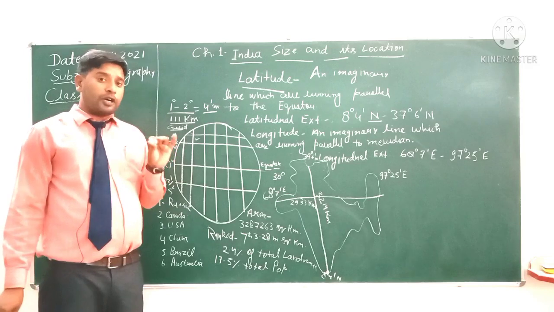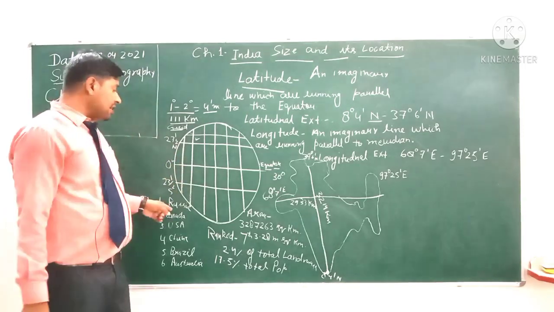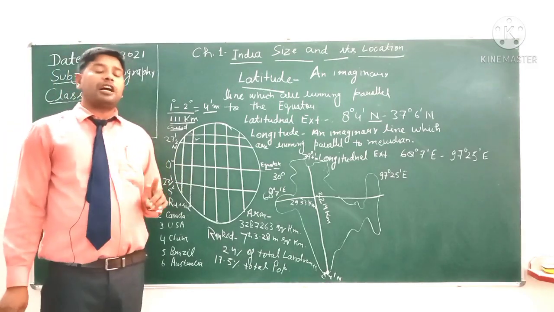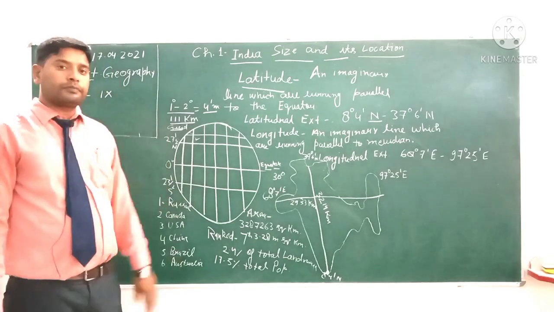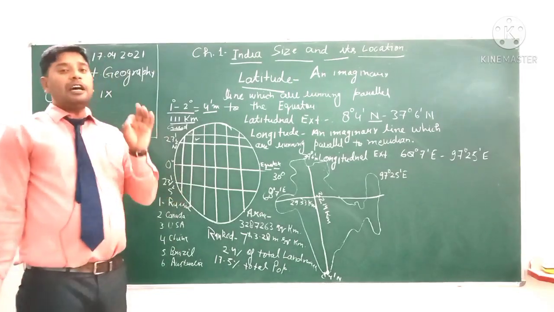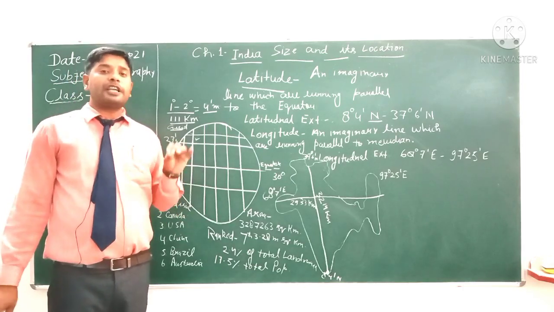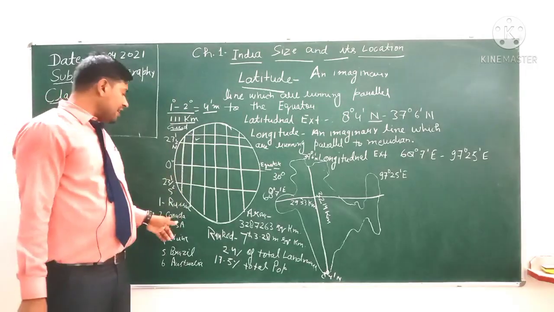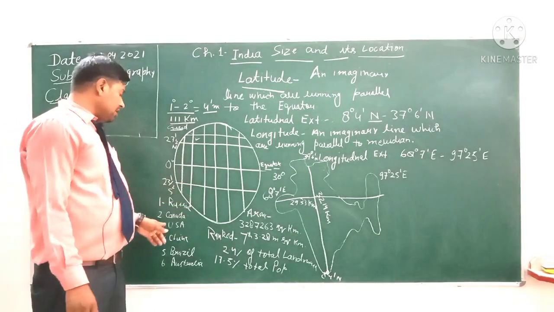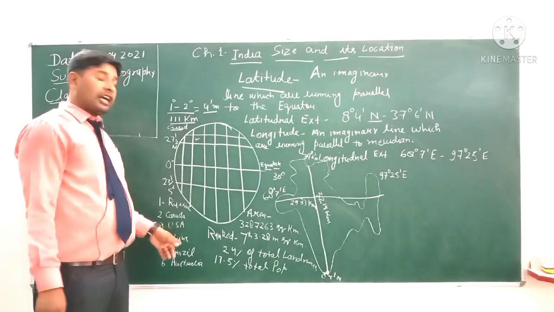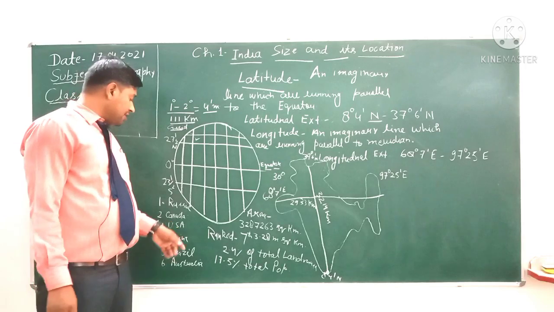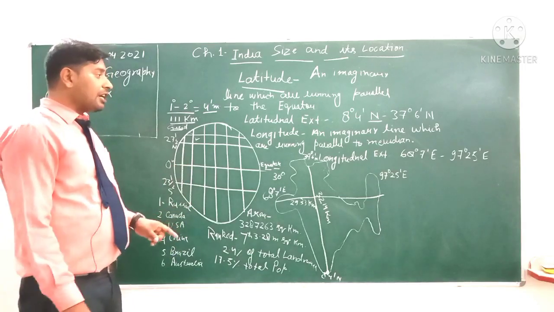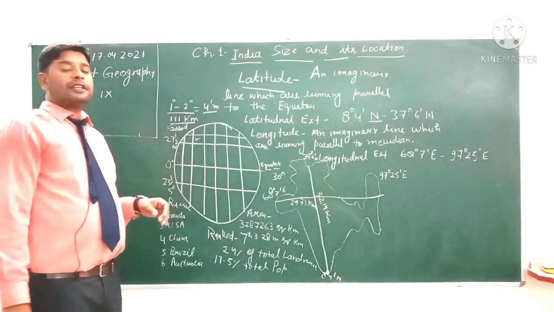Students, just try to understand. Russia is the largest country on the basis of area in the whole world. Second country is Canada. Third is USA. Fourth is China. Fifth is Brazil. Sixth is Australia. And the 7th position is held by India on the basis of area.